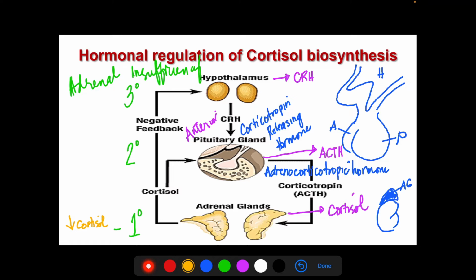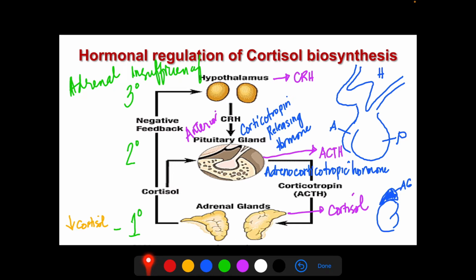So why will the hypothalamus increase the production of CRH? Because the adrenal glands send a signal to the hypothalamus that it needs production of cortisol, because again, there is a defect. So there is a decreased cortisol. So the hypothalamus will increase the CRH production.